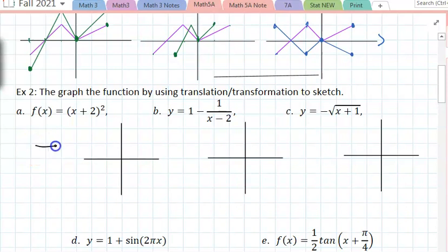A graph of a parabola, we know that looks like this. That 2 shifts the graph 2 units to the left. And a rough sketch will do.